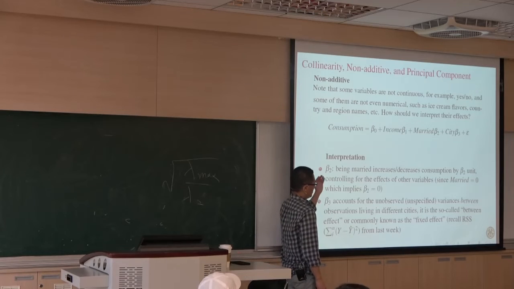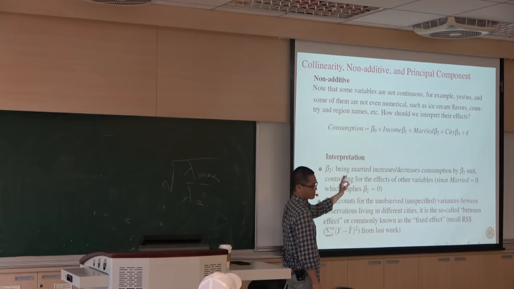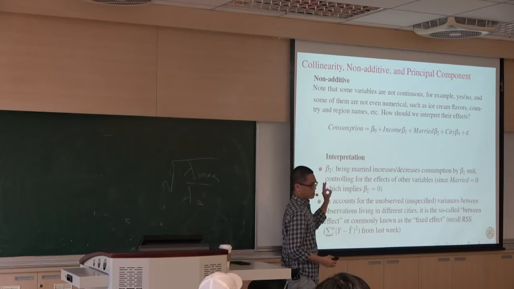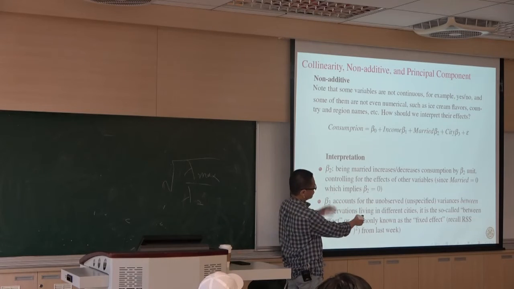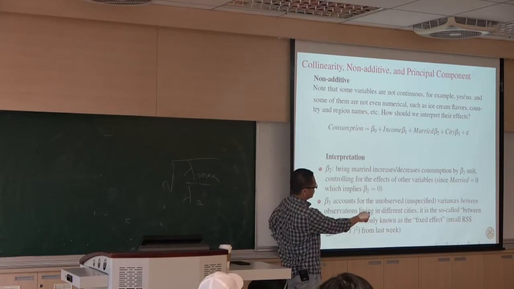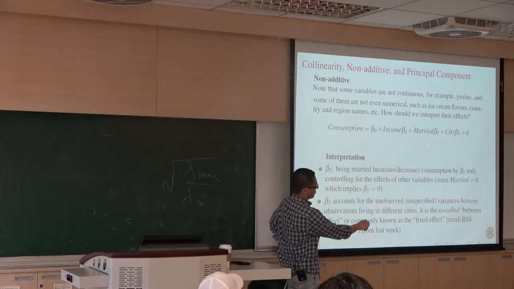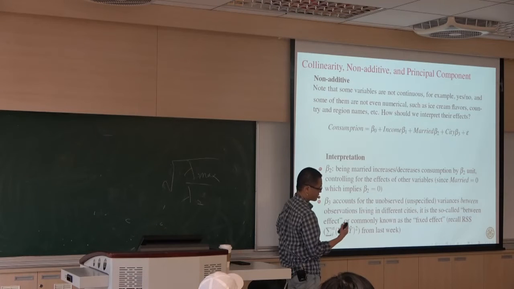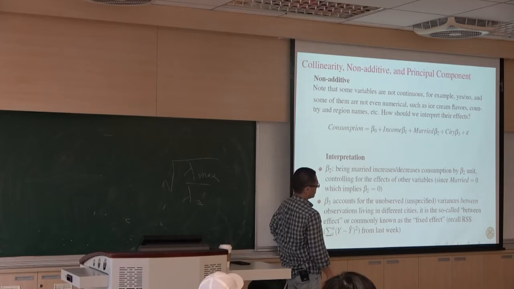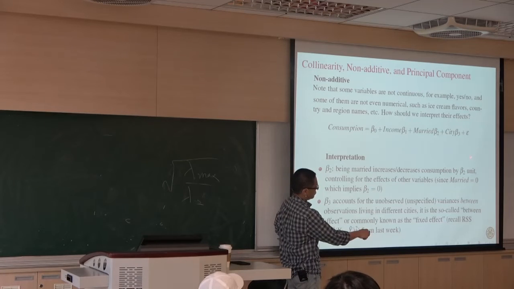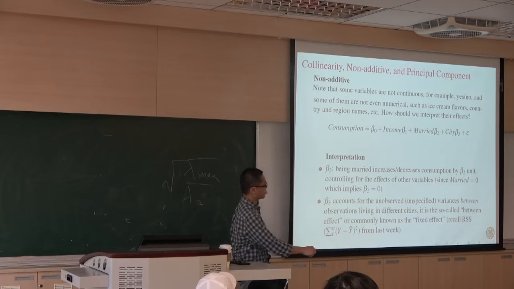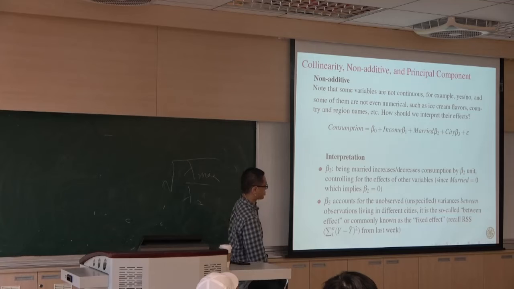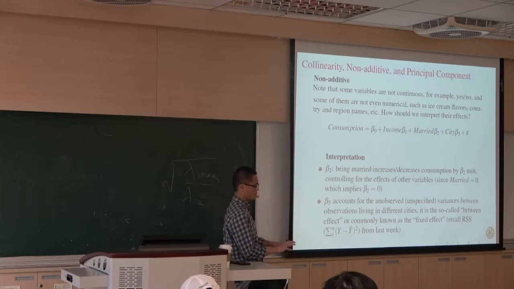You can say being married, because you just take a value of 0 or 1. Let's say unmarried is 0, so there's no effect and no need to interpret that. But being married means you take the value of 1. Suppose beta 2 has a significant positive relationship with consumption. It should increase your consumption by beta 2 units, controlling for the effect of other variables in the model. This part is very important. You should always say this when you describe something.